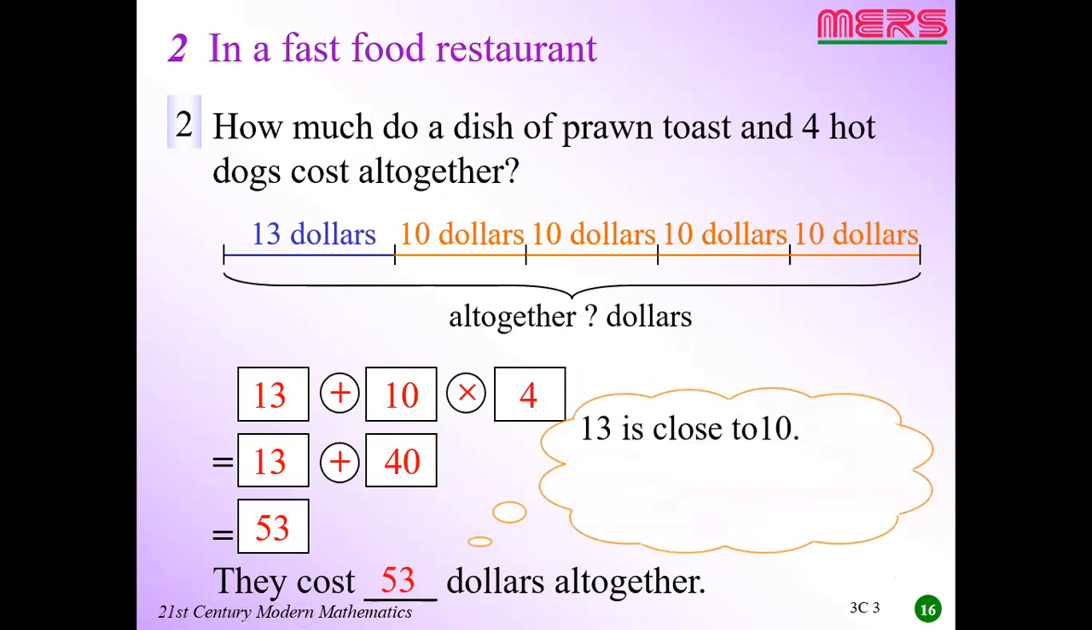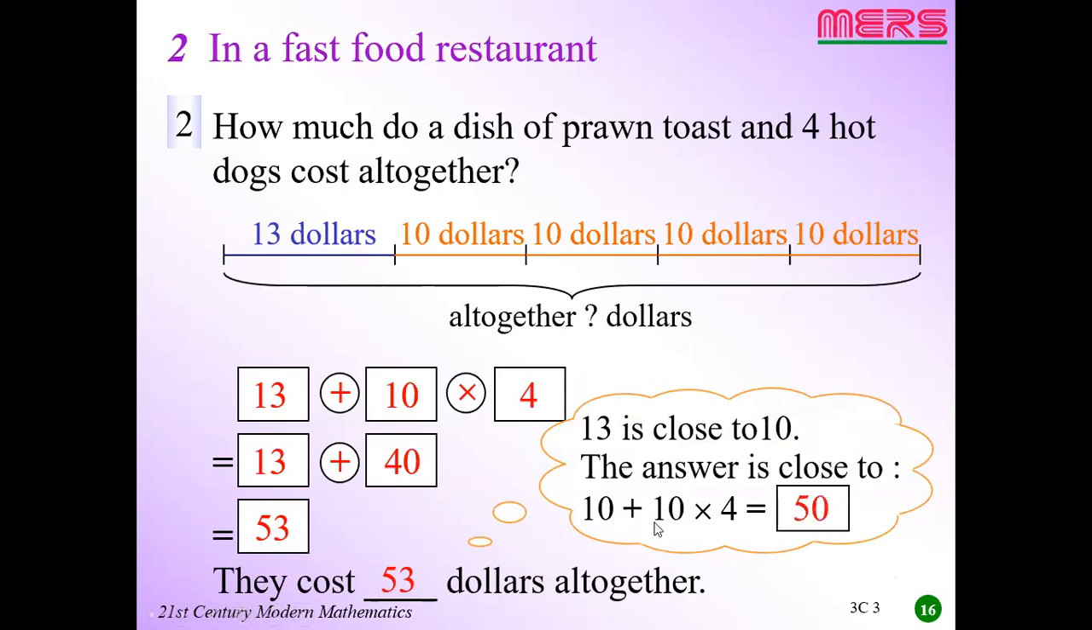So you can make some estimation here. 13 is close to 10. The answer is close to 10 times 4 and then plus 10 will be 50. The answers are close.